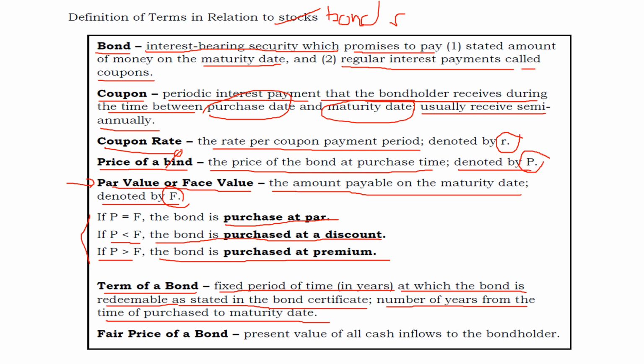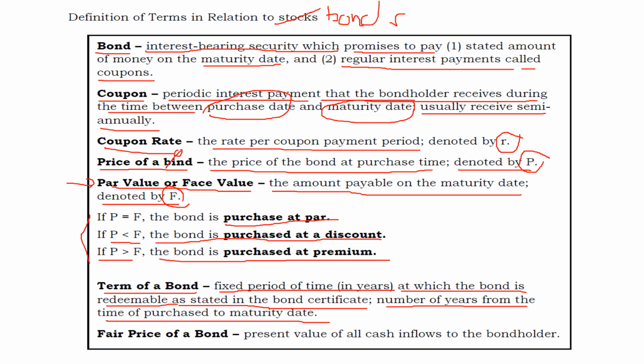So we can say that the term of a bond is the amount of time between the bond's issuance and its maturity. Again, the term of a bond is the time between the bond's issuance, when your bond is issued, up to its maturity. So that will be the term of the bond.